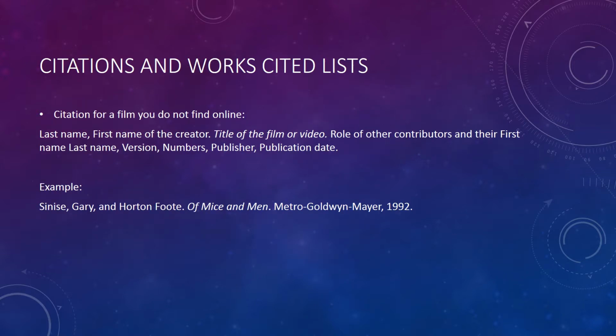Okay, so for a film you don't find online, for example, you've got a DVD kicking around in your house, you would put just the same information, only with no URL. Sinise, Gary, and Horton Foote, Of Mice and Men, Metro-Goldwyn-Mayer, 1992. That's it. Very easy. Version numbers and publisher. If you don't have the version and numbers, it doesn't matter. You don't need to put it. So you can ignore that information.